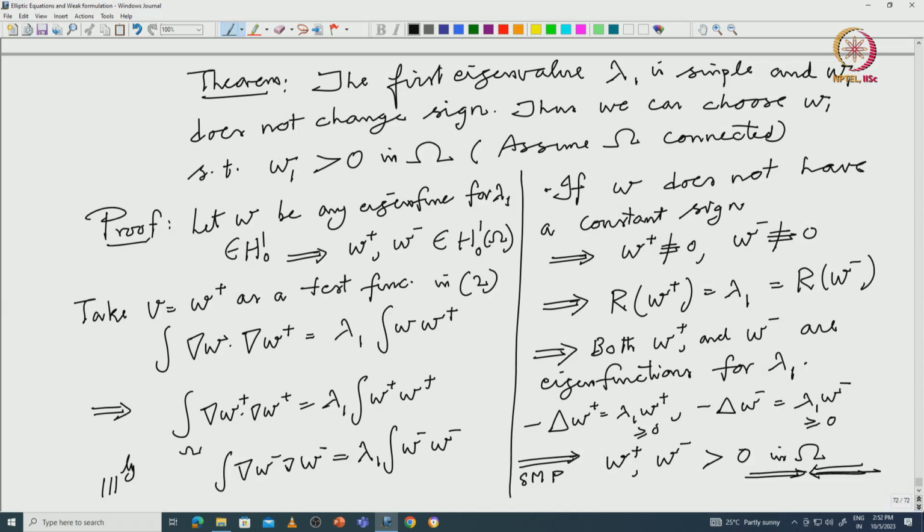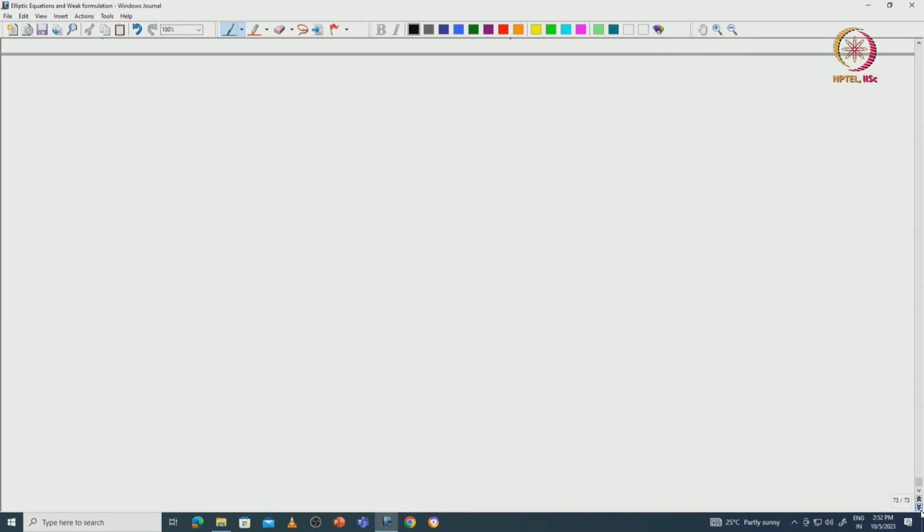So the first part is proved: W has a constant sign. And once you have that, by the maximum principle you can choose W1 such that W1 is positive. You can choose W1 negative as well.